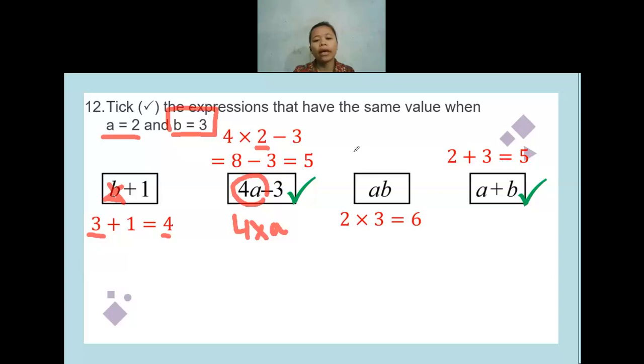AB means A times B. After that, we need to replace the letter A with 2 and the B with 3, because it's already given that A is equal to 2 and B is equal to 3. So A times B now becomes 2 times 3, which is equal to 6. And then the other one, A plus B. We replace A with 2 and B with 3. That's why it will be 2 plus 3, which is equal to 5.